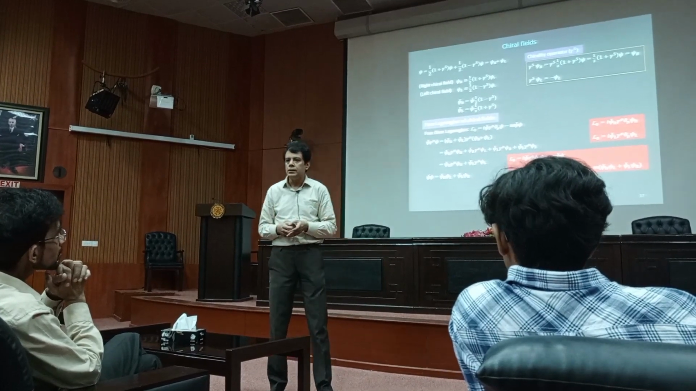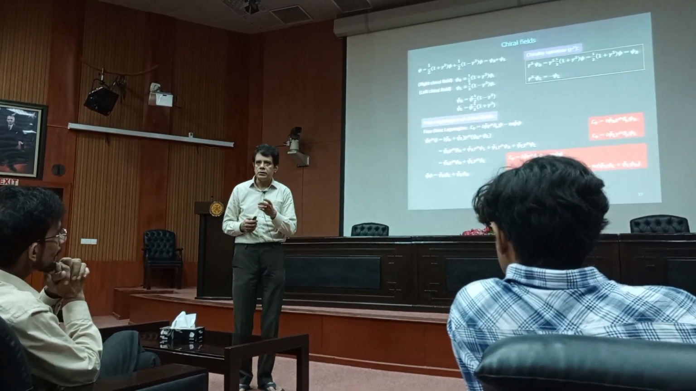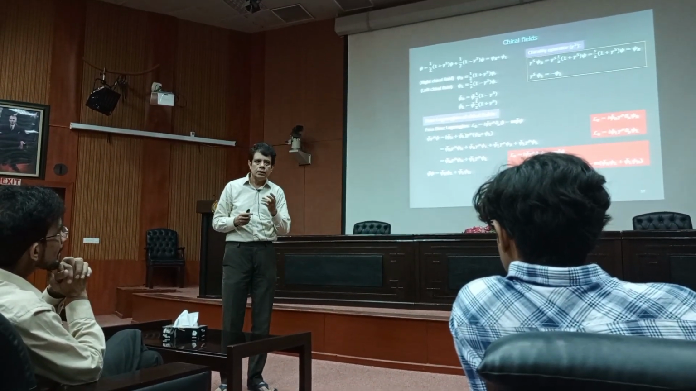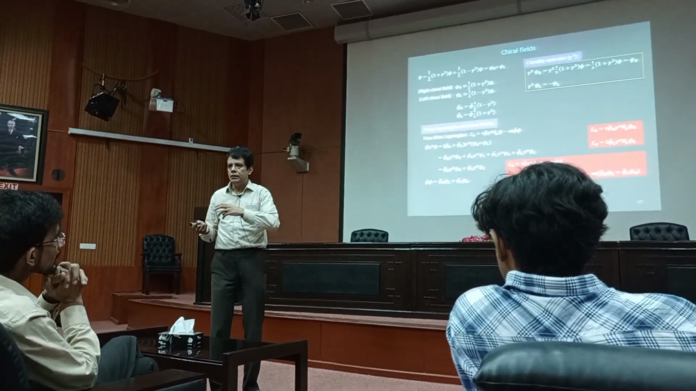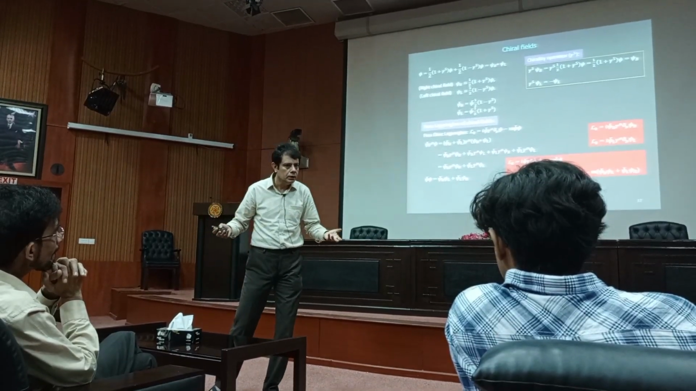So what happens in the chiral symmetry? In chiral symmetry, the symmetry is defined in such a way that the right-handed field and the left-handed field transform in a different way.